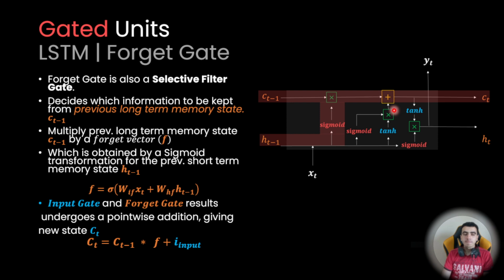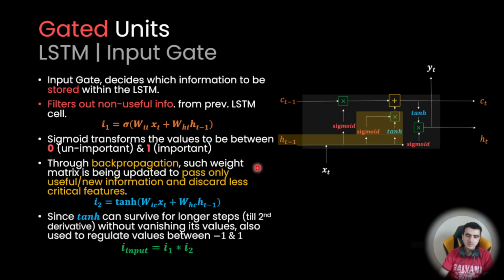Okay, and this is the mathematical interpretation. We are multiplying this weight by the x, the current input, and also here by the previous hidden state, the short-term memory, and applying a sigmoid activation function to see what information we need to filter out and remove from this cell state. Okay, so let's get to the input state.